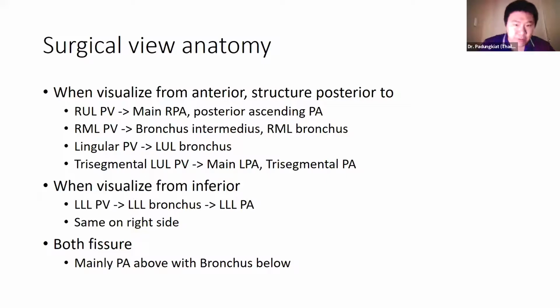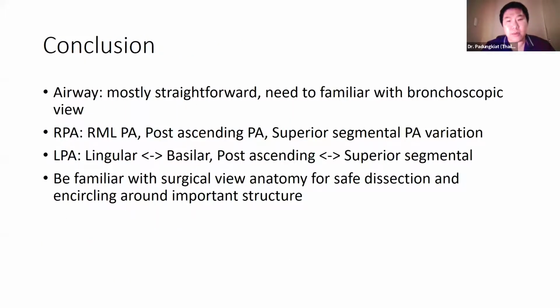And if you visualize from the inferior left, posterior to the left lower lobe PV is the bronchus followed by the PA. And it's the same thing on the right side. And from the fissure, it's mainly the PA above and the bronchus below. So if you have a complete fissure, it is very easy to do a lobectomy. So the conclusions: the airway is mostly straightforward.